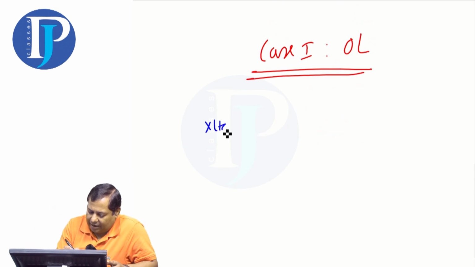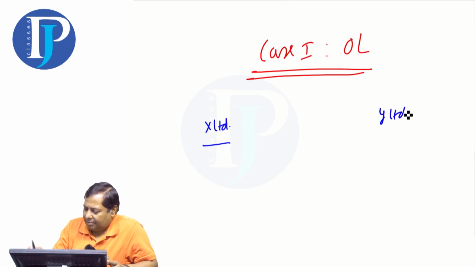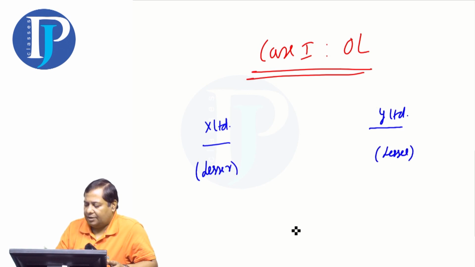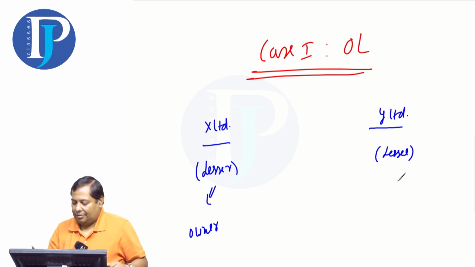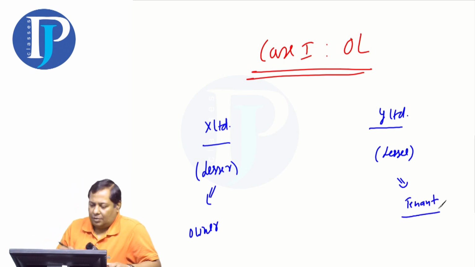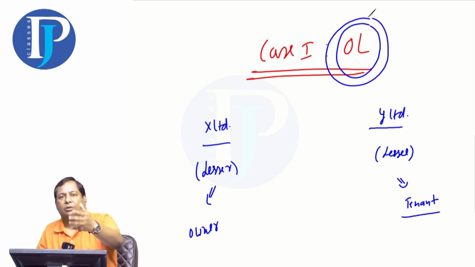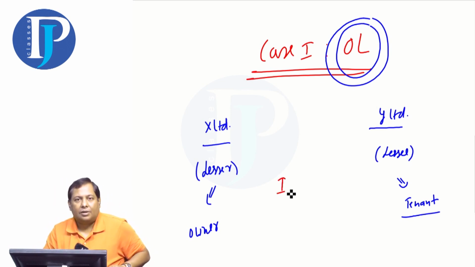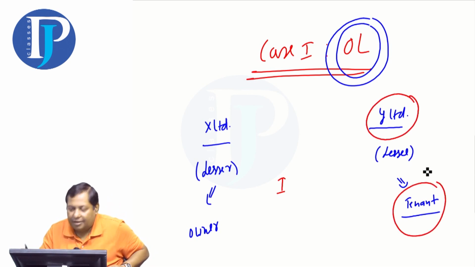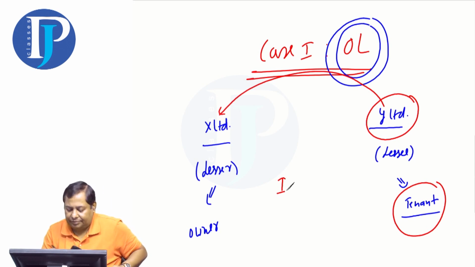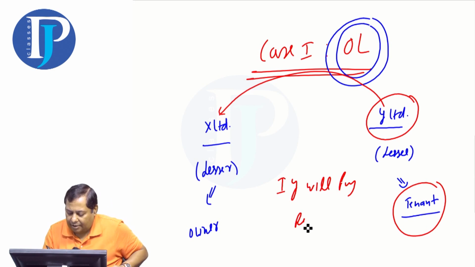Say there is a company called X Limited. Another is Y Limited. I have considered this as lessor, and this is lessee. Who is the lessor? Lessor is owner. Owner means it's a rich company. And lessee is the tenant. I assumed that it is an operating lease agreement. Okay. Let's understand what happens in an operating lease. First step. This is Y Limited, and this is the tenant. Y Limited will pay rent to X Limited.